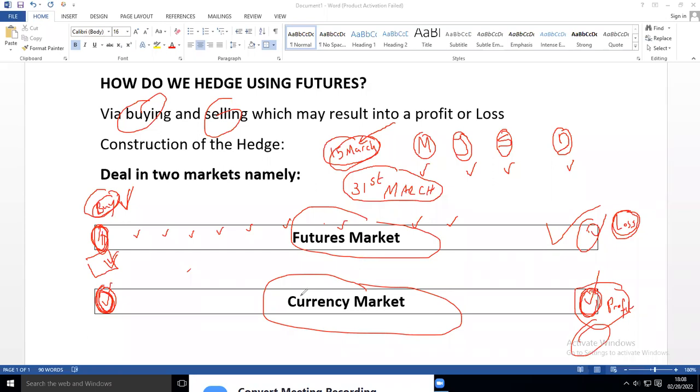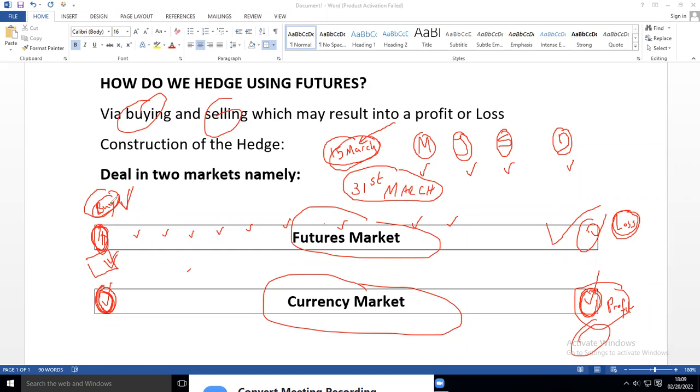Let's ask questions. The futures are standardized in terms of contract amounts. The amounts are standardized. So you need to work in terms of the amounts that are available. That's what you do. So you need to tell us the number of contracts. So the issue of number of contracts also comes into play here.